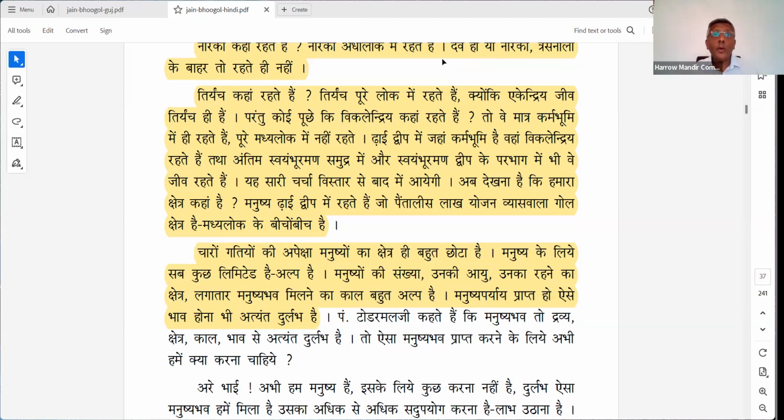So the one sense beings reside everywhere, okay? And where do the Vikalendriya Jeev live? So let's just read where the Vikalendriya Jeev live. So the two sense like earthworms, seashells, they're all Vikalendriya. Three sense like ants, they're Vikalendriya. Four sense like butterflies, moths, bees, they're all four sense. These are all called Vikalendriya Jeev. So where do they reside? Let's read.